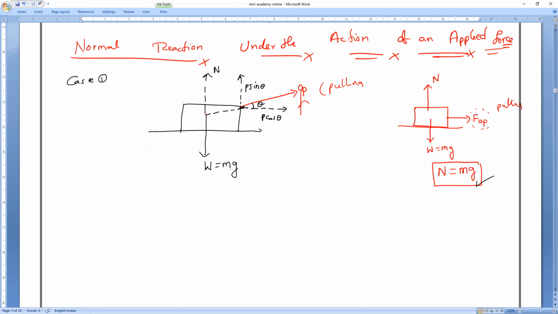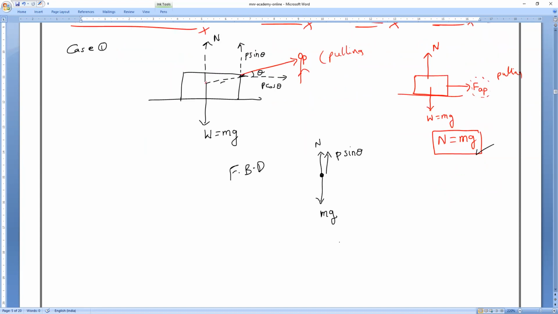So now, if I draw the FBD, what do you mean by FBD? Free body diagram. Imagine this entire block is like a dot of mass. There are two forces acting in the upward direction. One is normal, another one is P sin theta. And downward, there is a force which is equal to mg.